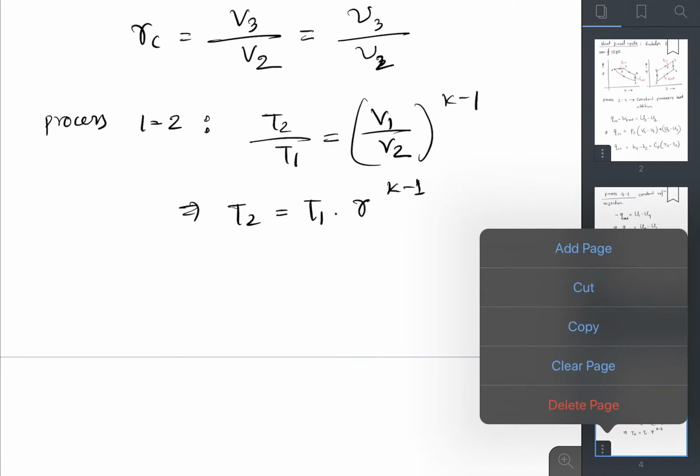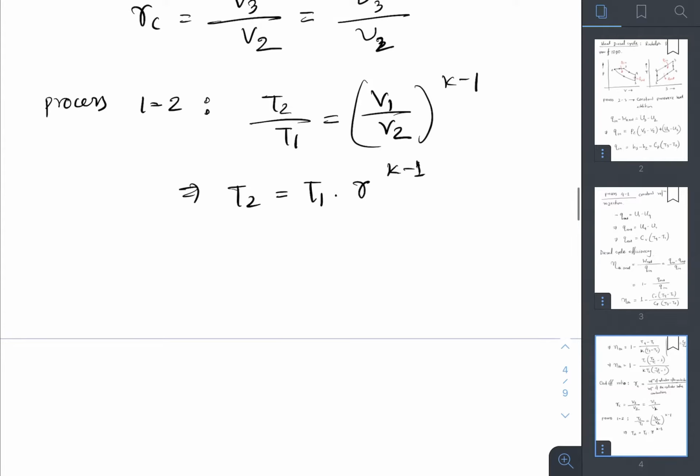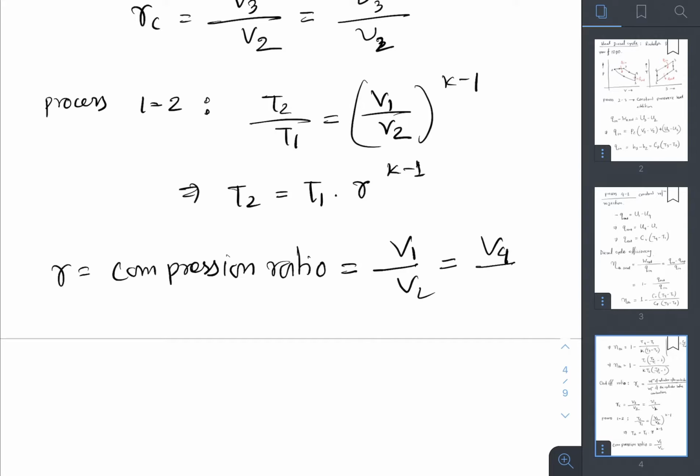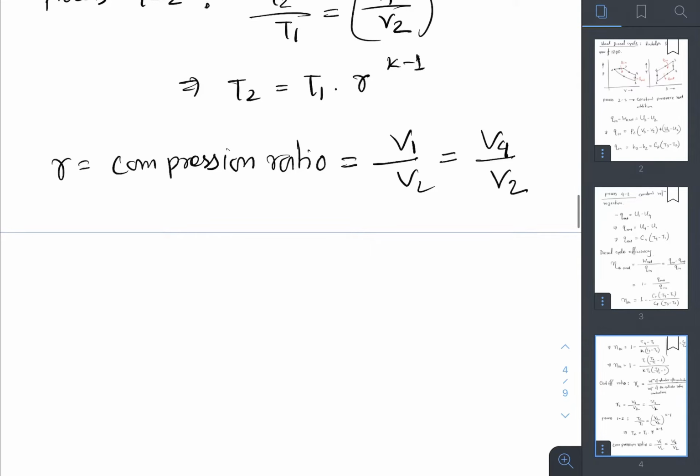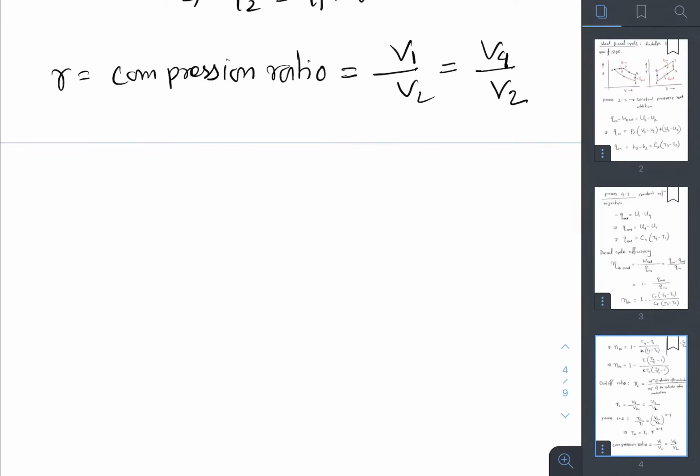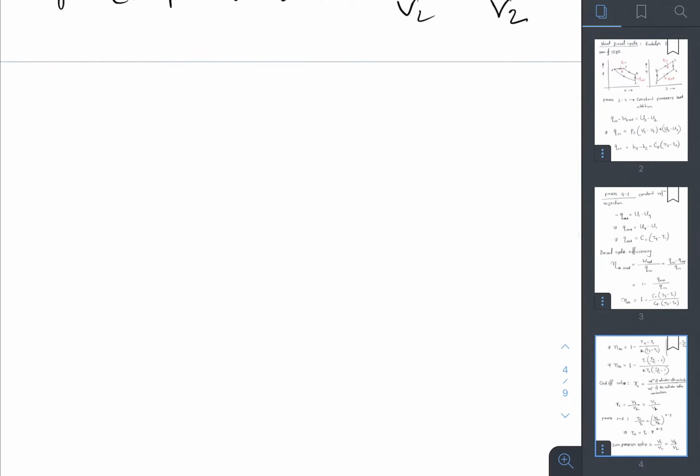Excuse me, let me add some pages here. So r equals the compression ratio, which we discussed in the last class, which is V1 divided by V2, or V4 divided by V2, right? So we know the temperature T2 in terms of T1.